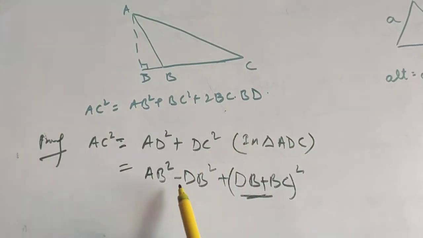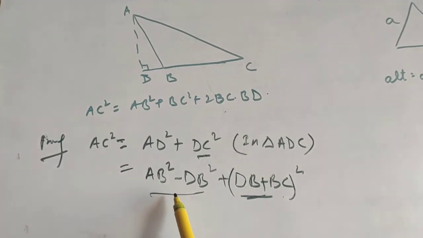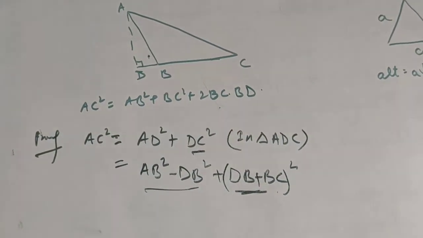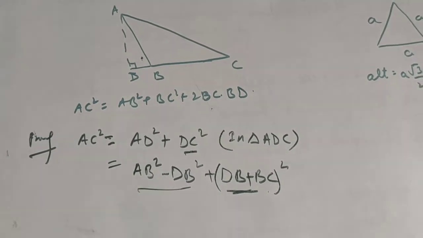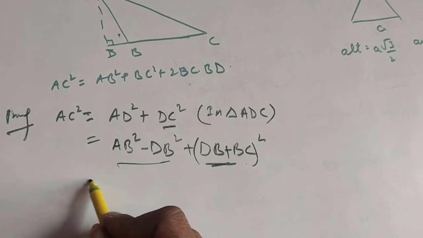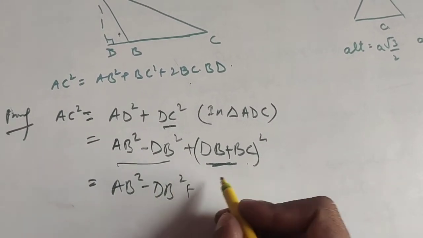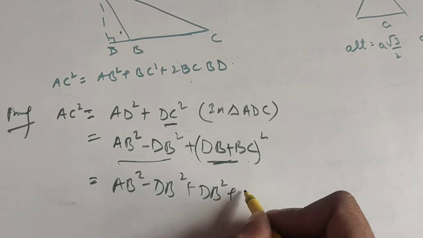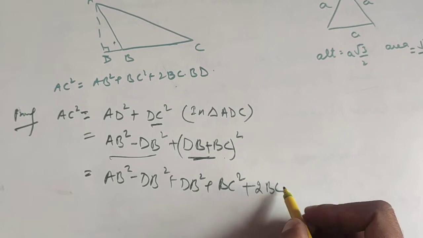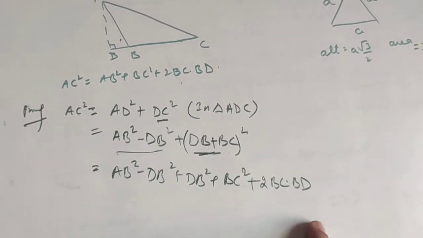DB plus BC is DC, so DC can be written as DB plus BC, and this value AB square minus DB square is from triangle ADB. ADB is also a right angle triangle, so we can find AD square as AB square minus BD square. So now this is AB square minus DB square plus, on solving this, we have DB square plus BC square plus 2BC into BD, using a plus b whole square equals a square plus b square plus 2ab.